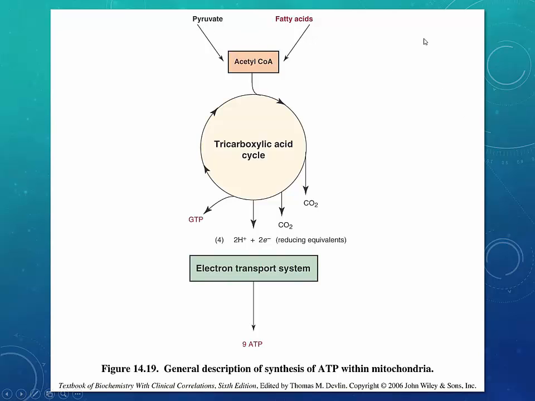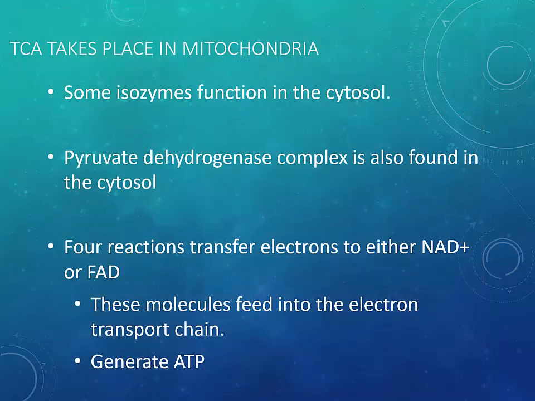So we're getting pyruvate or fatty acids to generate acetyl-CoA. Acetyl-CoA is going to go through the TCA cycle, and we're going to remove 2 CO2. We're going to get 4 reducing equivalents for the electron transport chain. We get a little bit of GTP, and we do a whole lot of isomerization. Then ultimately, you're going to get about 9 or 10, depending on where you look, ATP from one turn of this process. So TCA is found in the mitochondria, although you will see some isozymes in the cytosol. One of the big ones is malate dehydrogenase, which has an isozyme in the cytosol as well that is used in palmitate biosynthesis. The pyruvate dehydrogenase complex is also found in the cytosol.